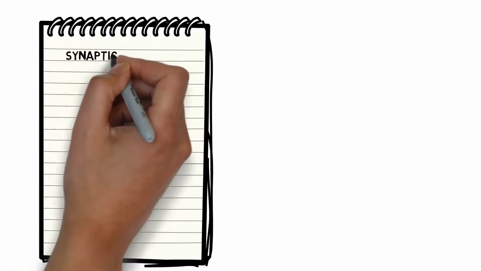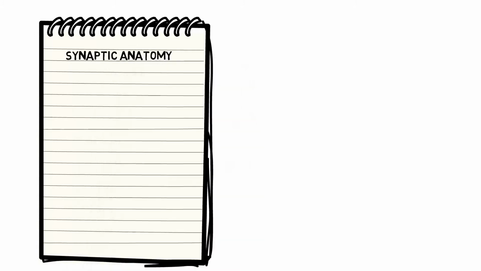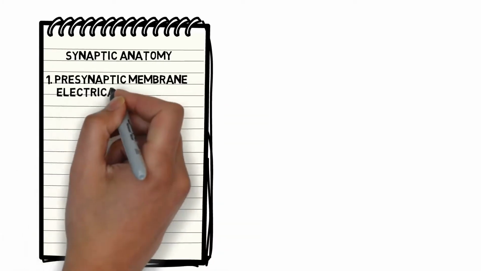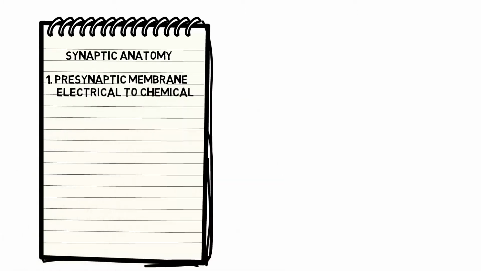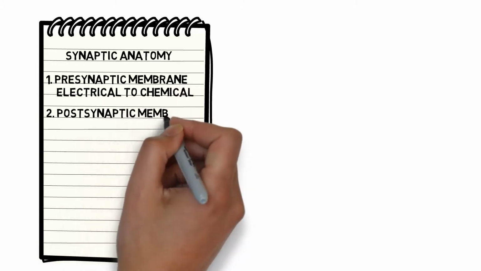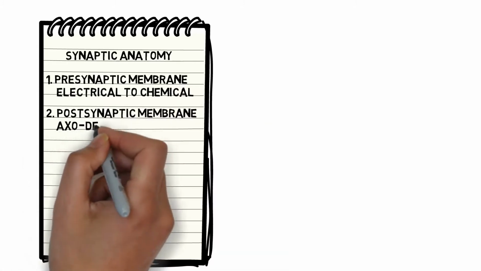This is the video on synaptic anatomy. The synapse basically consists of three components. The first component is the presynaptic membrane. It is the membrane of the axon terminal where the message is converted from an electrical signal to a chemical signal. The second component is the postsynaptic membrane. This is the membrane of the cell that is receiving the signal.